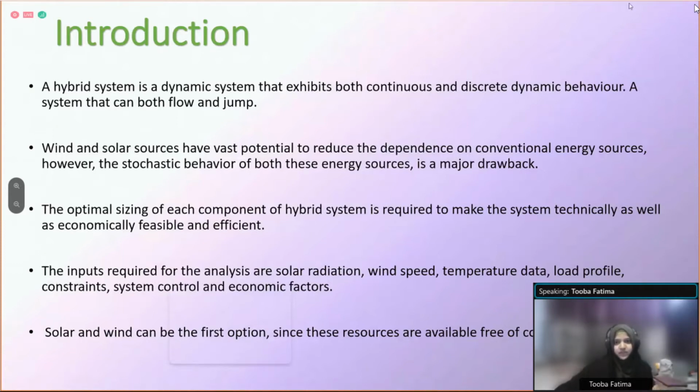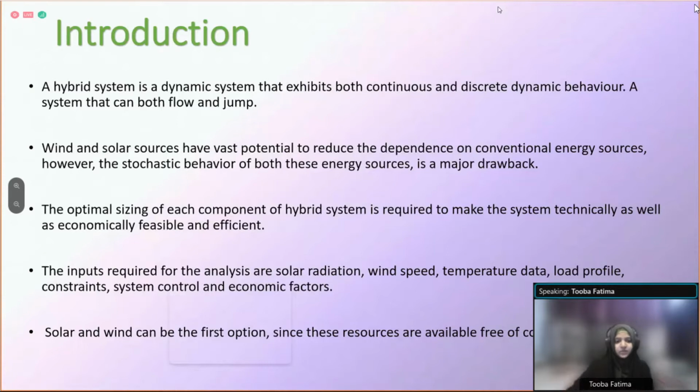Wind and solar sources have vast potential to reduce the dependence on conventional energy sources. However, the stochastic behavior of both these energy resources is a major drawback. As we all know, wind doesn't always flow, and we don't always receive solar energy 24 hours a day. But if we merge both of these energies, we can achieve the best of both worlds. The optimal sizing of each component of a hybrid system is required to make the system technically as well as economically feasible and efficient. The inputs required for the analysis are solar radiation, wind speed, temperature data, load profile constraints, system control, and economic factors.